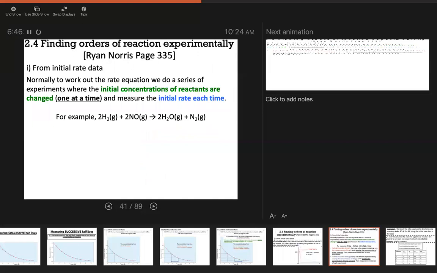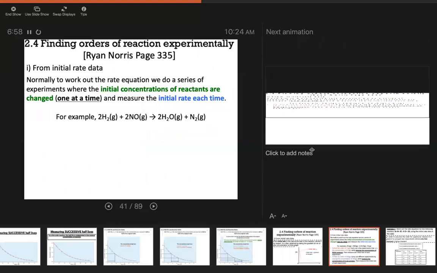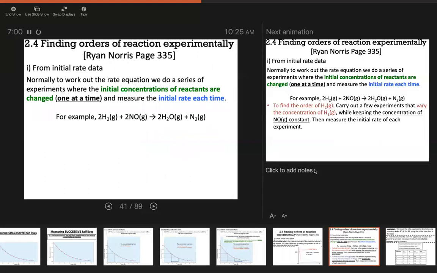Right, how do we find the orders of reaction experimentally? Say you do not have any data, and then you are given an experiment to carry out. You are to investigate, okay? So we can do a series of experiments where we can start changing the concentration and we find the rate.